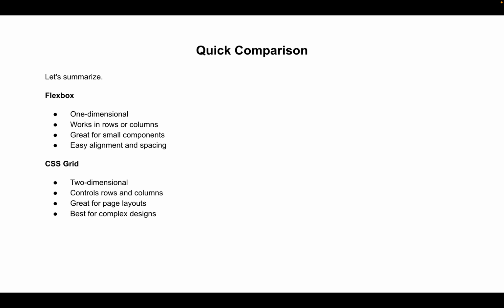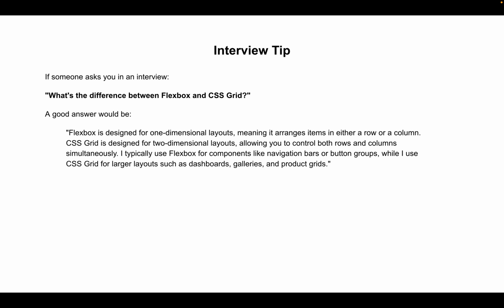Quick comparison. Let's summarize. Flexbox is one-dimensional and works in a row or column. Great for small components, easy alignment and spacing. CSS Grid is two-dimensional and controls rows and columns. Great for page layouts, best for complex designs.